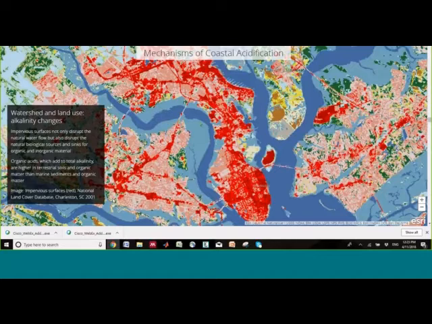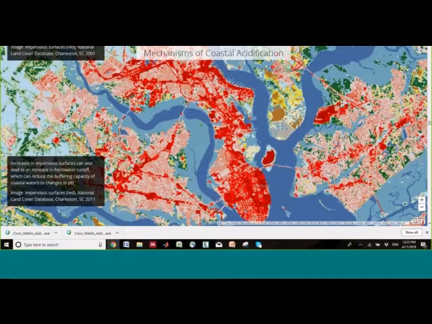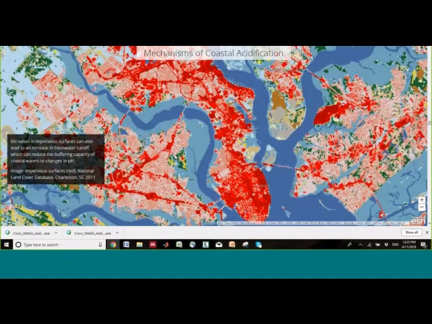So this is an example of Charleston in 2001. The red surfaces are the impervious surfaces. And then if you look at it in 2011, 10 years later, we can see that there is an increase in impervious surfaces. And of course, this isn't just something that occurs in Charleston, but it occurs all over the United States.